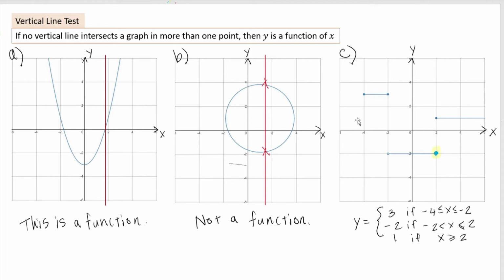What if this point is closed instead of open? Is this still a function? In this case, the vertical line intersects the graph twice, so this is not a function.